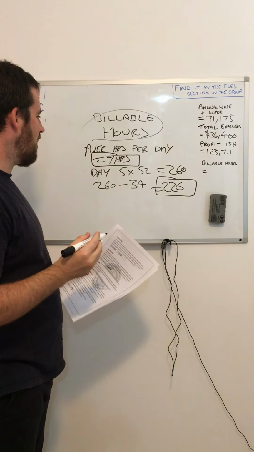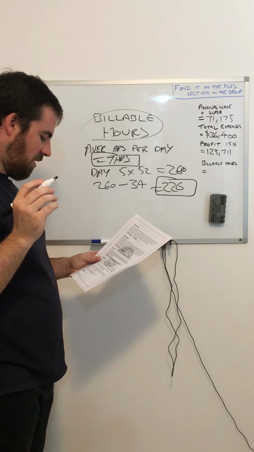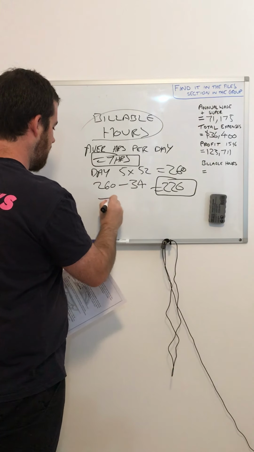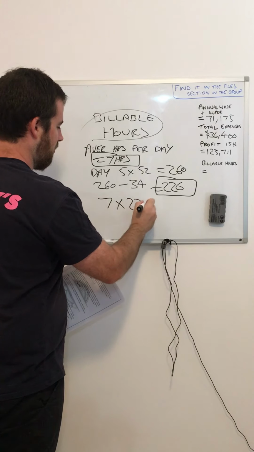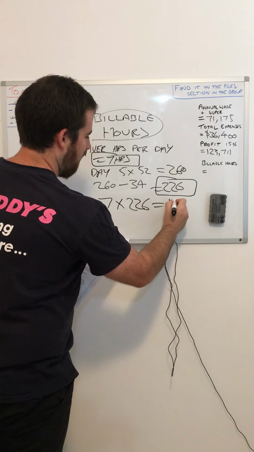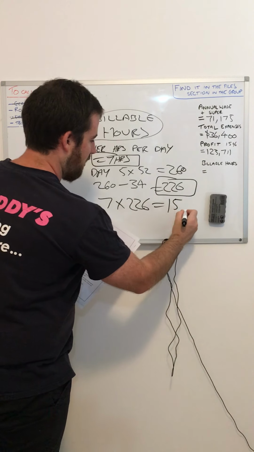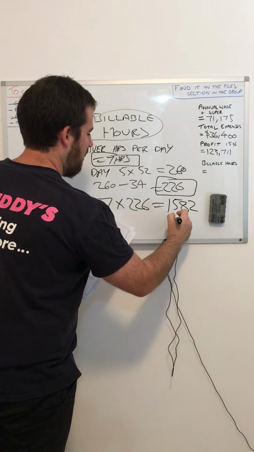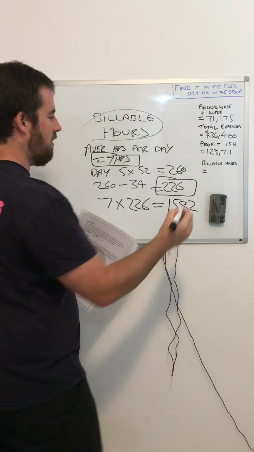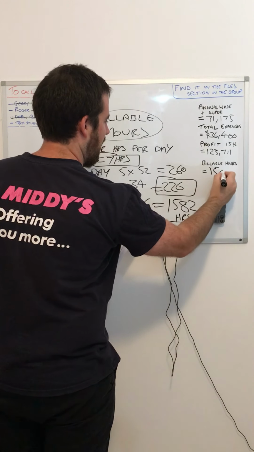So that's going to be our total days that we work for the year and our average hours of 7. So all we have to do is go 7 times 226 equals 1,582 billable hours in the year.